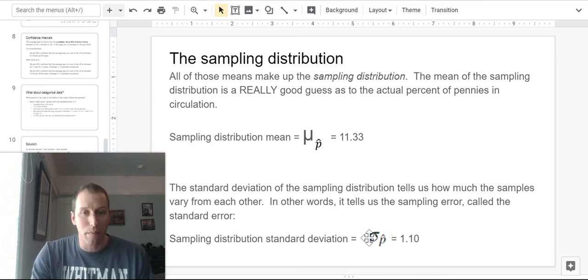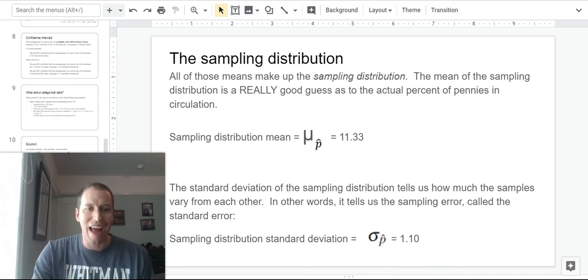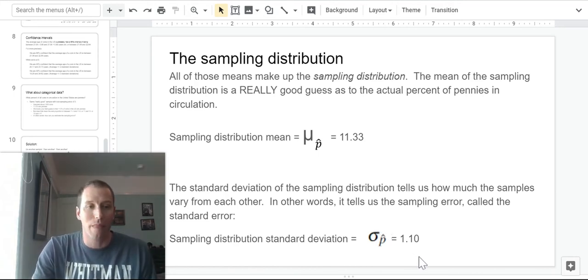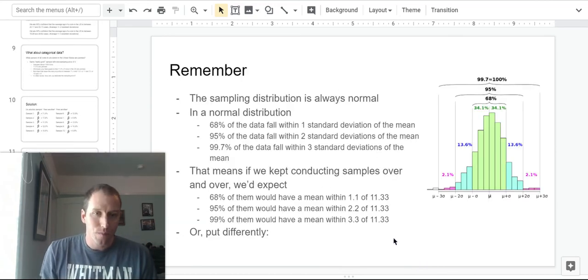So we say sigma, the symbol for standard deviation, subscript p hat, the standard deviation of the sample proportions. This gives me a sense that I think about 11.33% of the coins in the US are pennies, but I also think I might be wrong by about 1.1. That gives me a sense of about how much those answers tend to vary by.